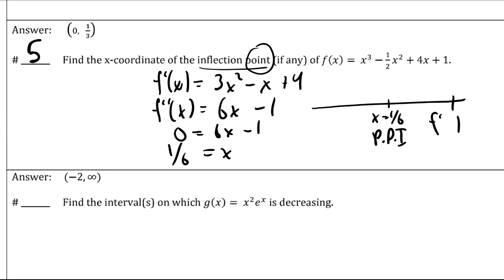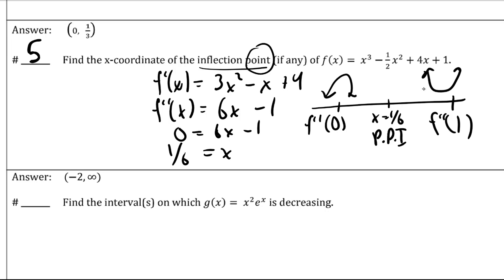So maybe test a point to the right of it into the second derivative, see you get something positive, so it's concave up. Test a point to the left of it, like 0, into the second derivative, to see that you get something negative, so it's concave down.